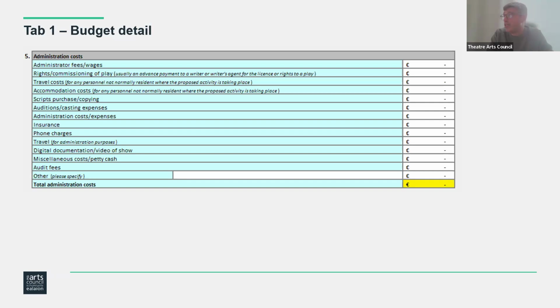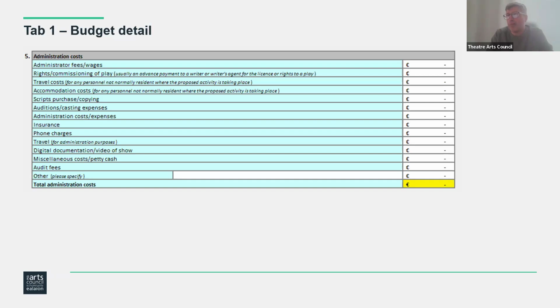The big one here is going to be the audit fees. So you're required to give us an income and expenditures report at the end of your project. And if the costs of your project are over 25,000 euro, you need an auditor to sign off on that. So you have to allow those audit fees as a cost as part of your project. And also if the project that you're doing is under 25,000, you don't need to include audit fees if the amount that you're applying for is under 25,000.